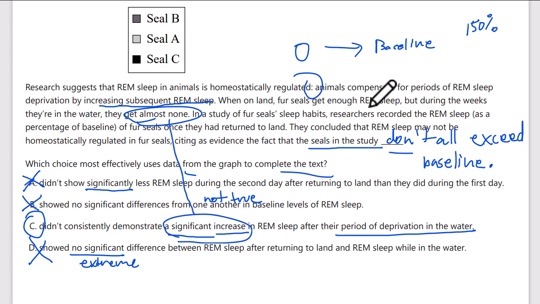They should use the words percentage of baseline, because that's really the reason why we can conclude these seals don't exhibit homeostatically regulated sleep, because they didn't have to put in, as a percentage of baseline, more than 100% consistently when they got back. Half of them had nothing more than about 100%. I think the better reasoning would be a better written answer choice. So, again, I don't like it, but that clearly seems to be the answer in the absence of any better choice.